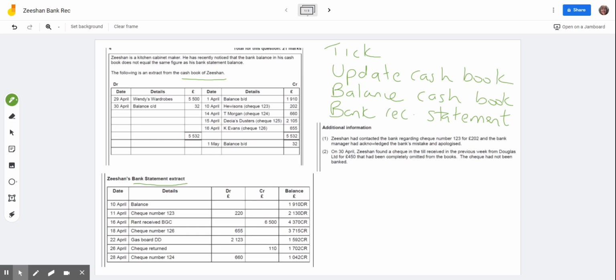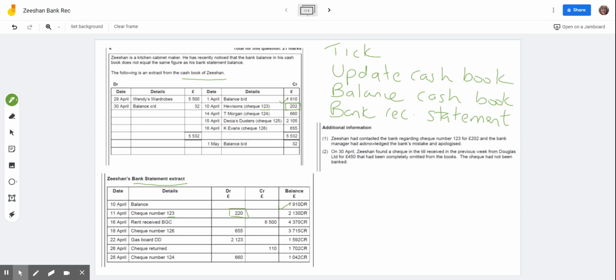Okay, so ticking is the first thing we need to do. Start with the opening balance, 1910. Let's tick that off. Now let's work through the bank statement. We've got a check here, number 123, and we've got check number 123 up there. But if you look at the amounts, we've got 220 there and we've got £202 there. So we need to find out whose mistake this is.